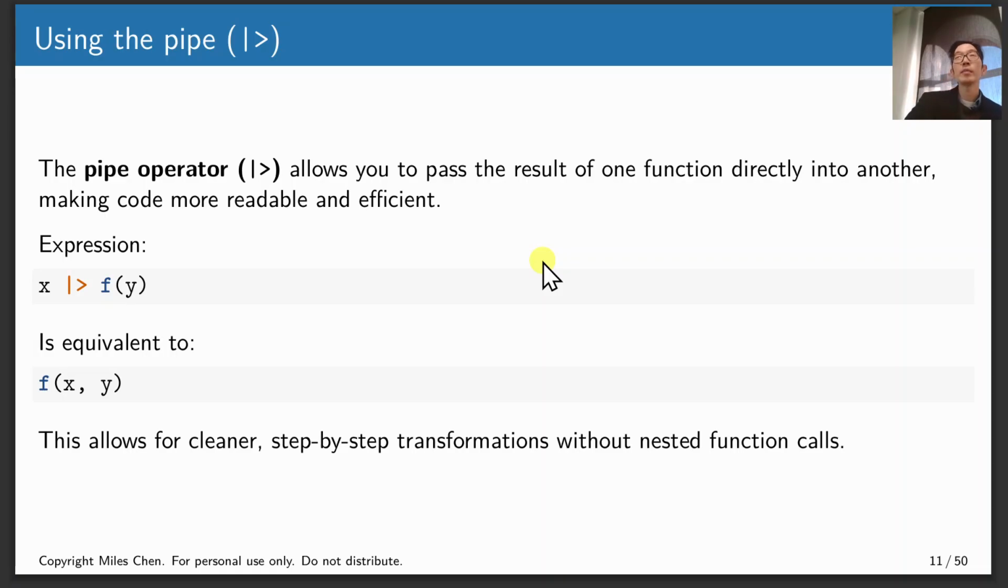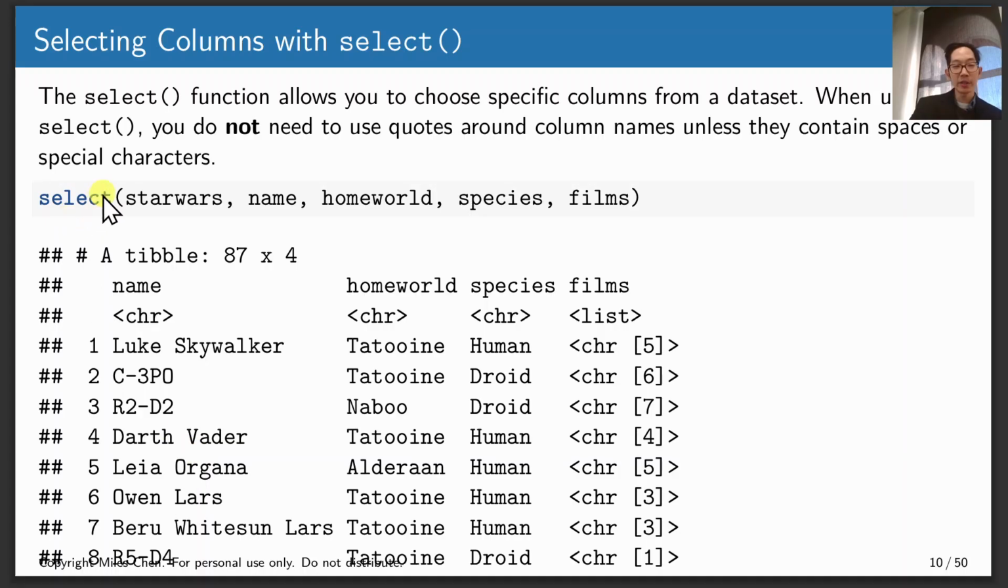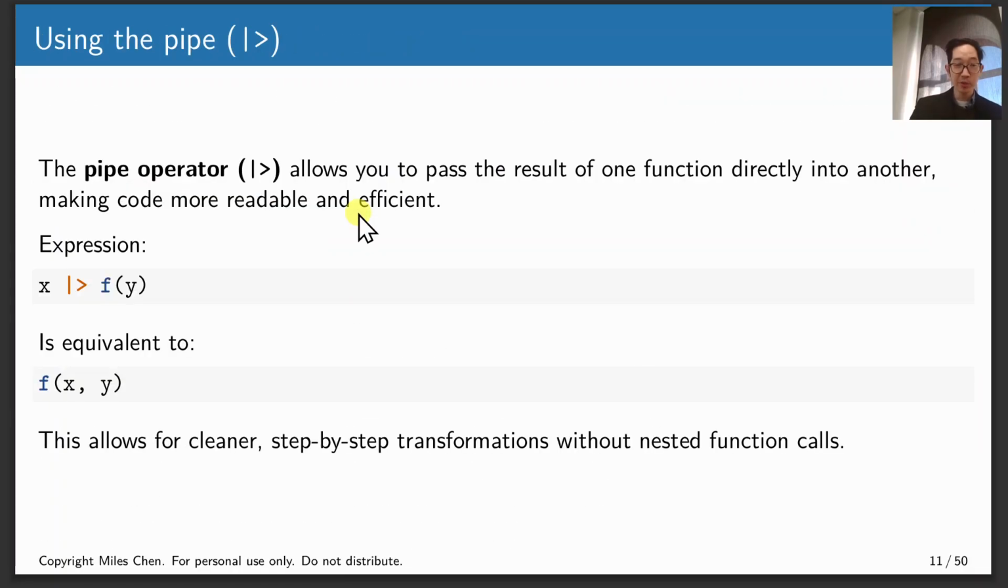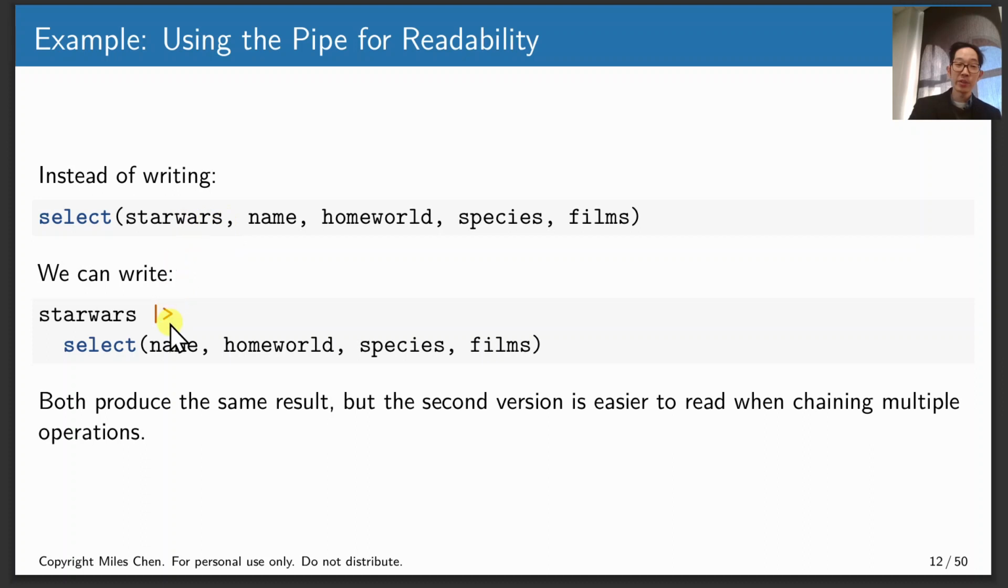From here on out, I'm going to write all of my commands using the pipe operator. The pipe looks like this, and it allows you to pass the result of one function directly into the other, as the first argument. So x piped into f of y is equivalent to writing f of x, comma, y. So this previous slide where I said select from Star Wars, name, homeworld, species, films, is going to be presented this way: Star Wars gets piped into select, and then from select, name, homeworld, species, films.